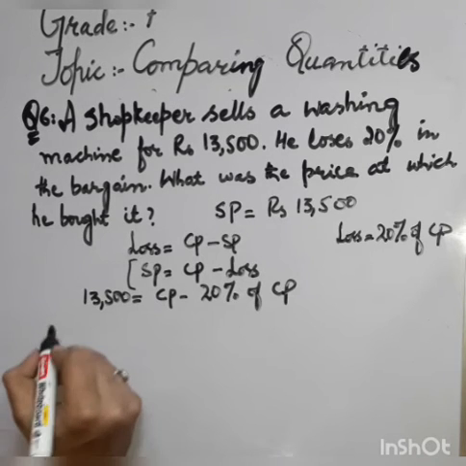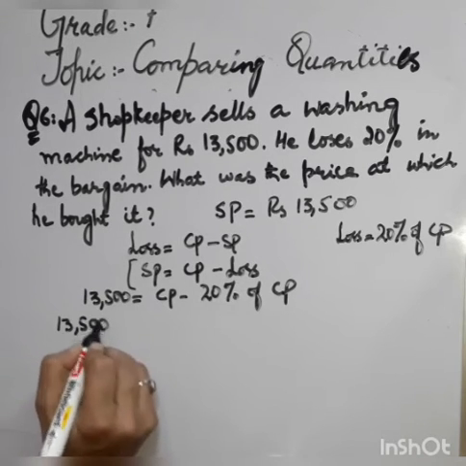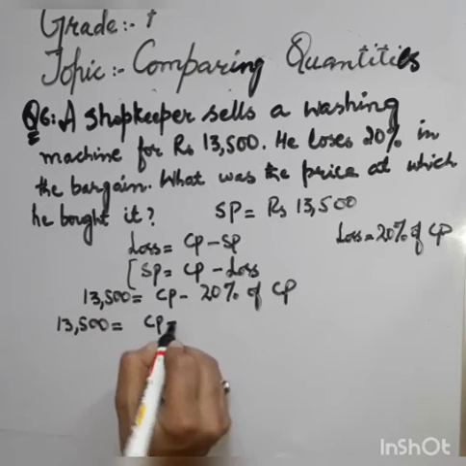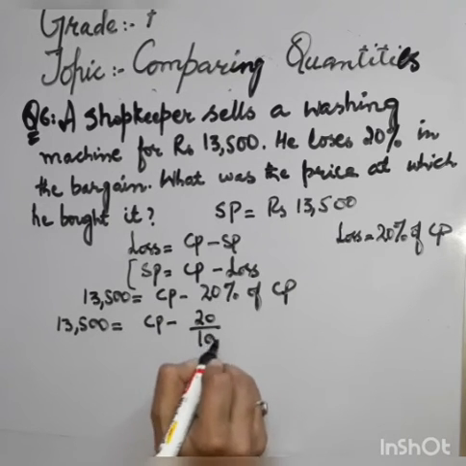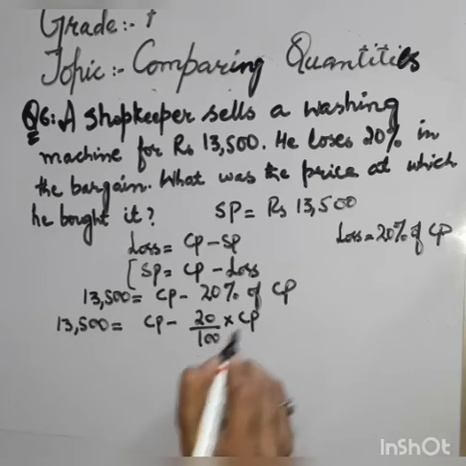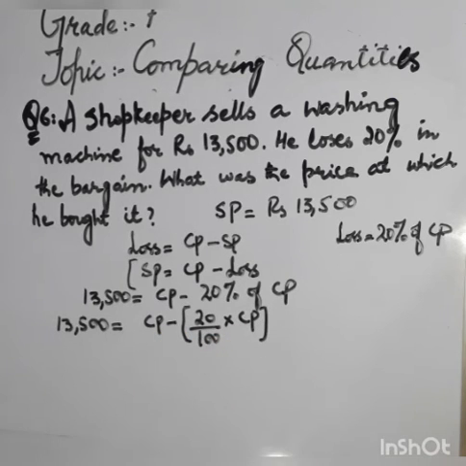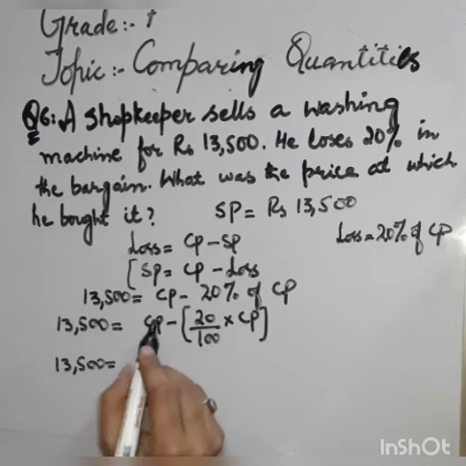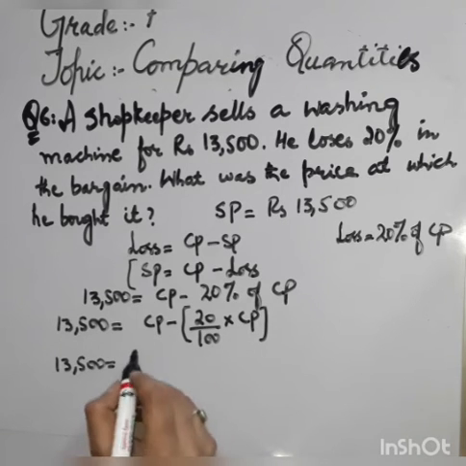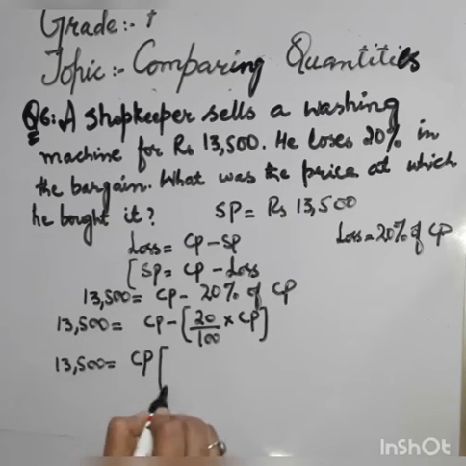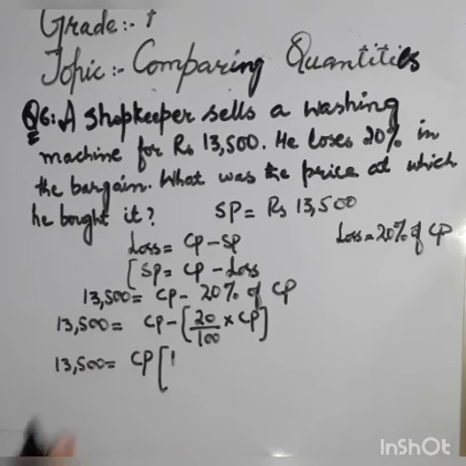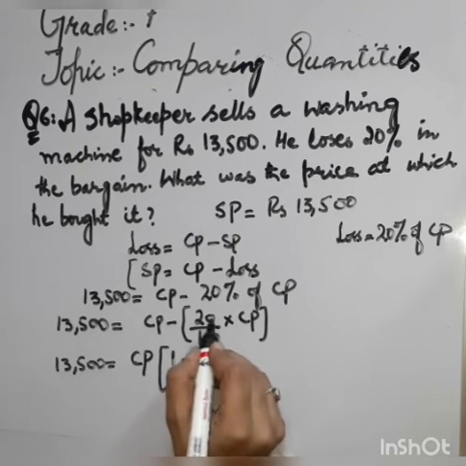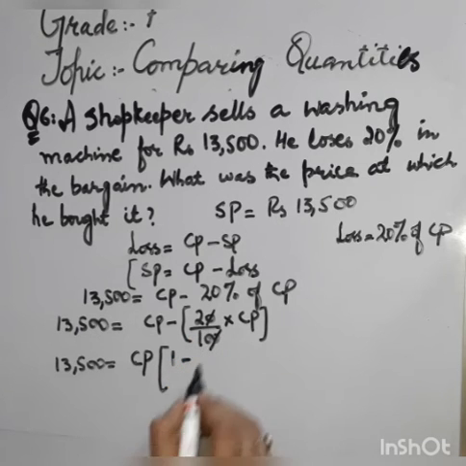Clear? Now I'll write 13,500 is equal to CP minus, this is actually 20 by 100 into CP. Clear? So I can say 13,500 is equal to, see, the CP and CP is common here. I'll take it out. Here we are left with only one. CP into 1 is CP again. And here we are left with this 0 and 0 will cancel out. So we are left with 2 by 10. Clear?